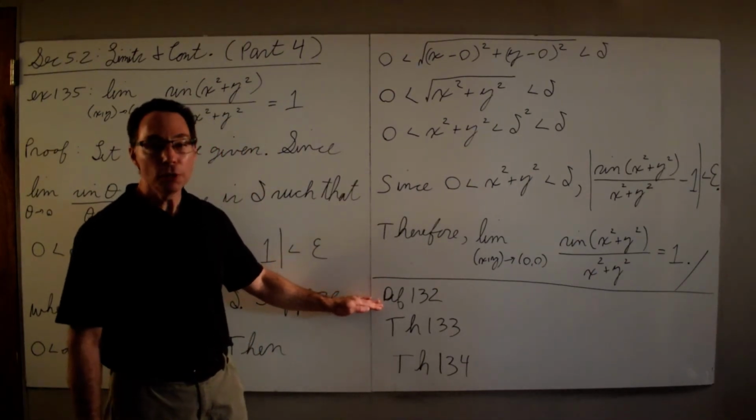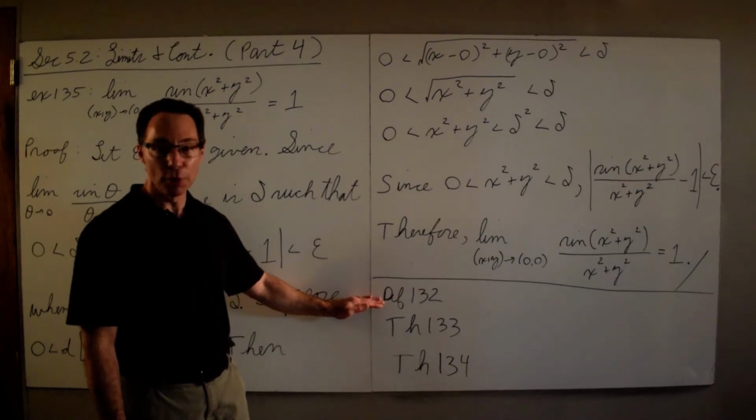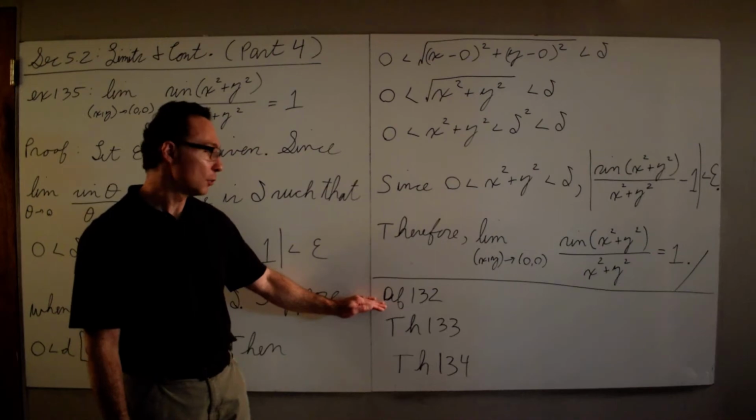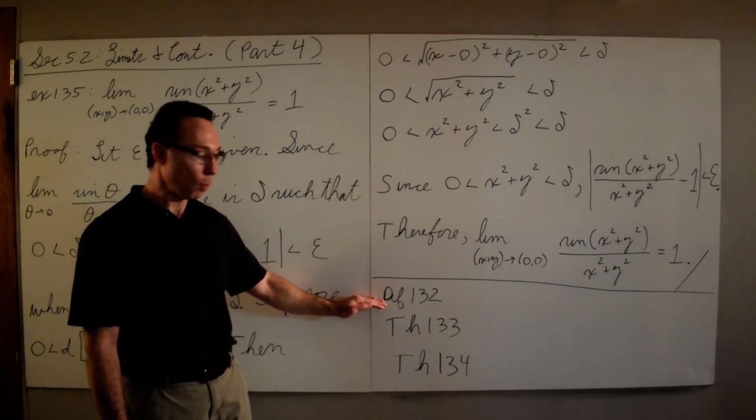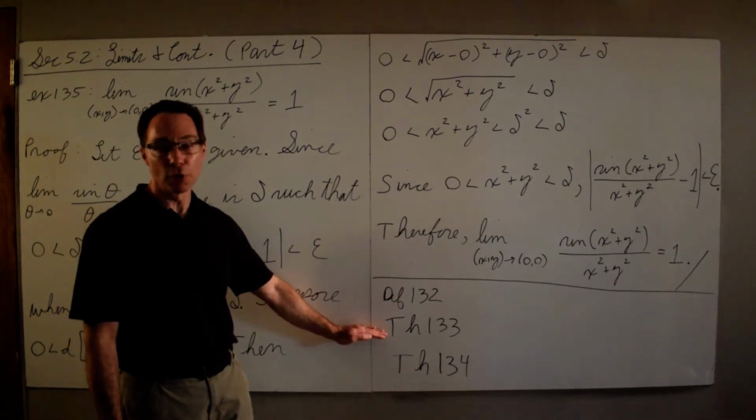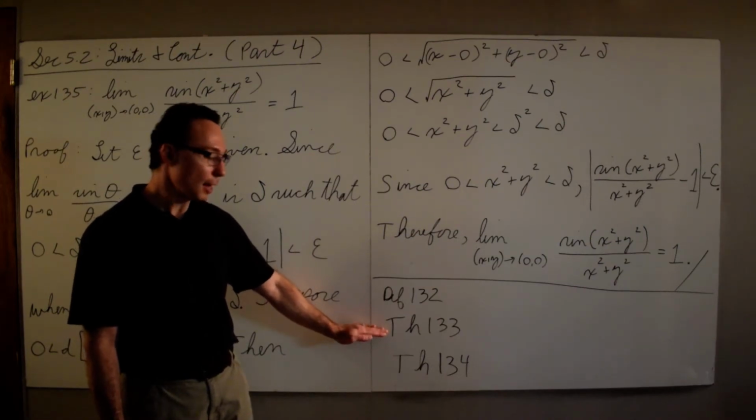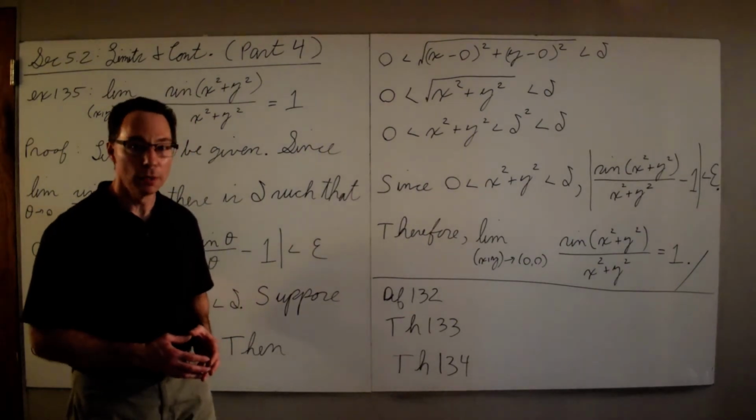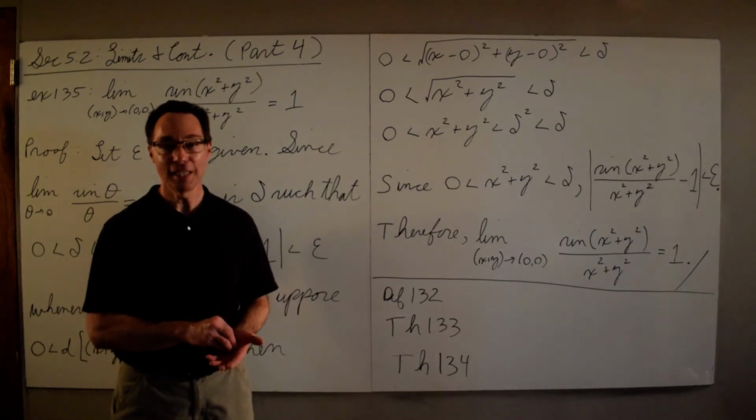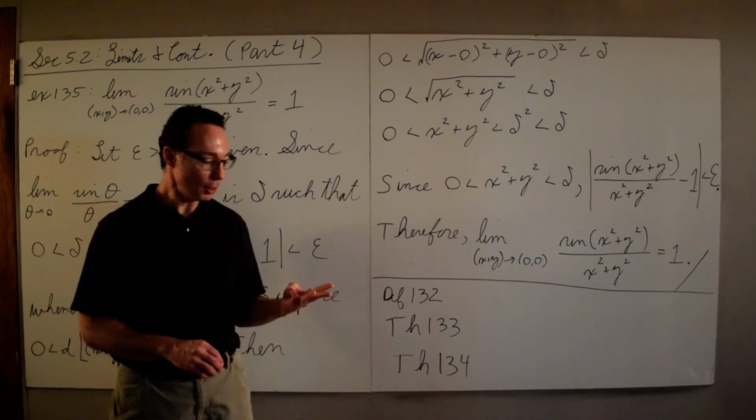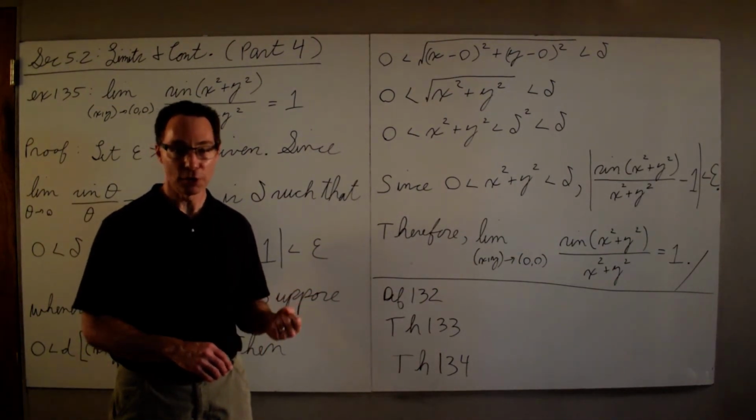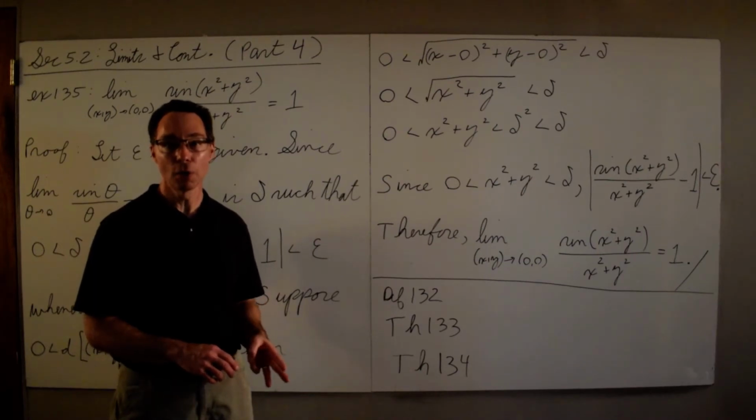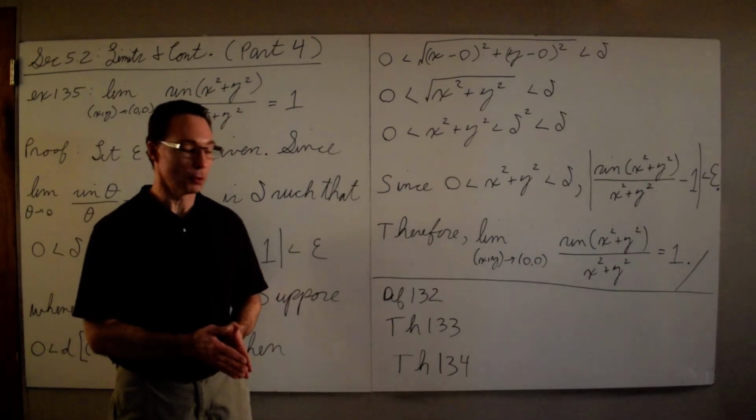Definition 132 is the epsilon delta definition of continuity. It looks a lot like the epsilon delta definition of limit, just like they did in Calc 1. This is another version of that; this is another version of the epsilon delta definition of continuity. What did we learn in calculus 1? We learned that a function is continuous at a number c if three things were true. The function existed at c, the limit existed, and the limit and the function value were equal. That's what we learned in calculus 1.